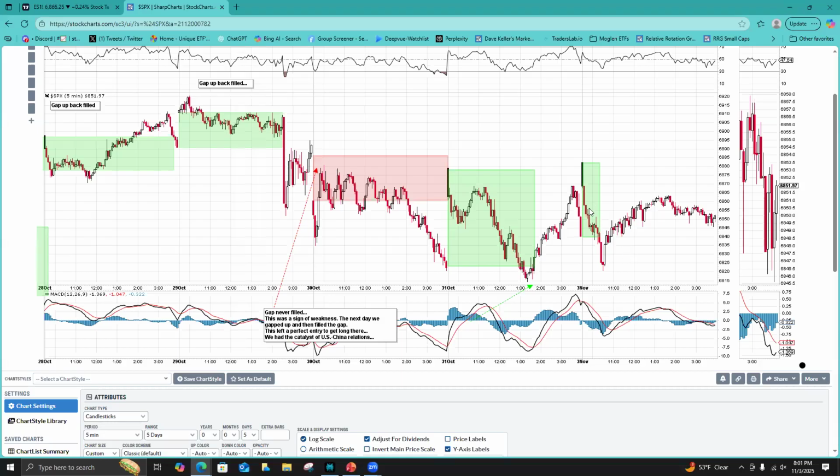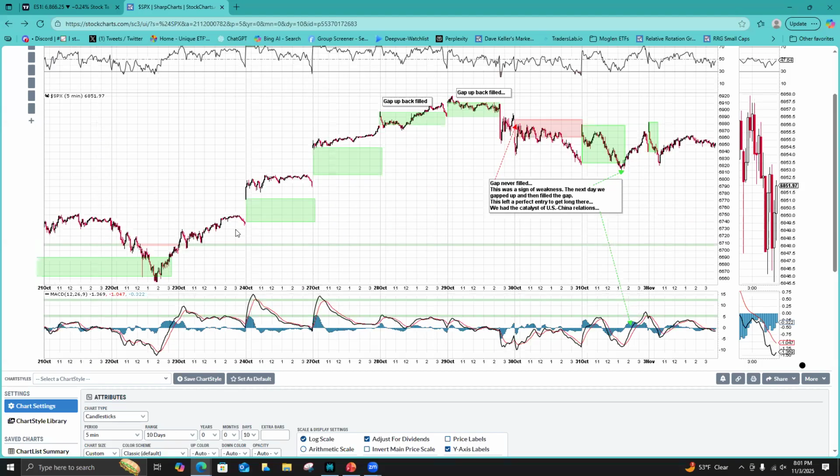So the longer it takes to fade, the stronger that trend is, even though it fades. And in this case today, we faded quickly. So a bit of a warning sign there. No doubt.